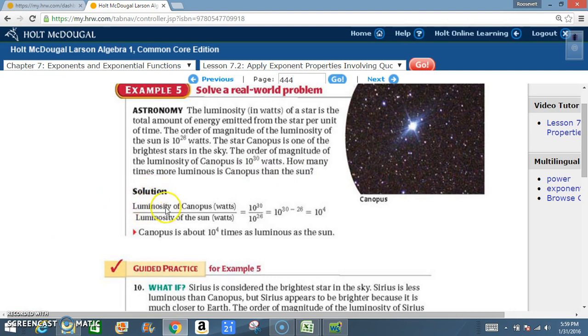Solution. Luminosity of Canopus is 10 to the 30th, and that's divided by the luminosity of the sun, which is 10 to the 26. 10 to the 30 divided by 10 to the 26 is equal to 10 to the 4th. Once again, we subtract. 30 minus 26 will give us 4. So Canopus is about 10 to the 4th times as luminous as the sun.